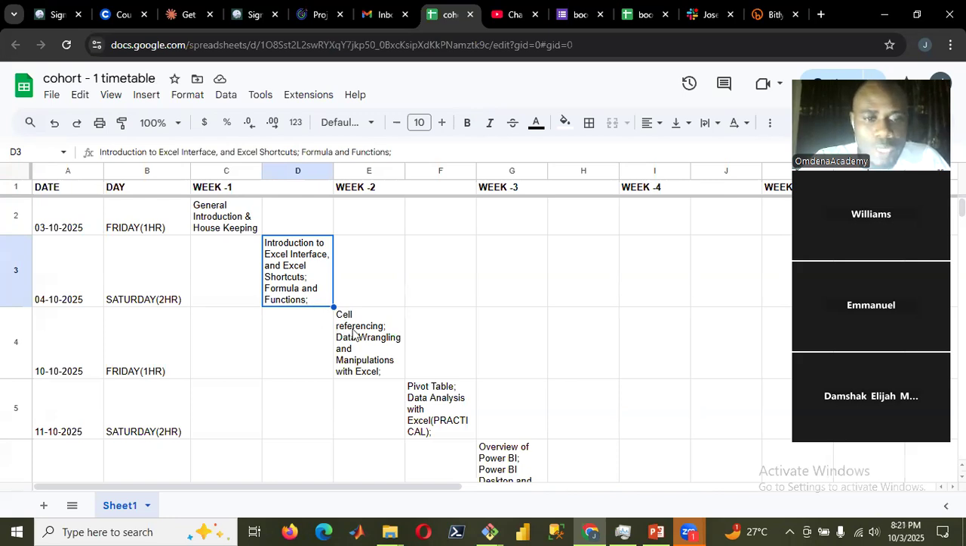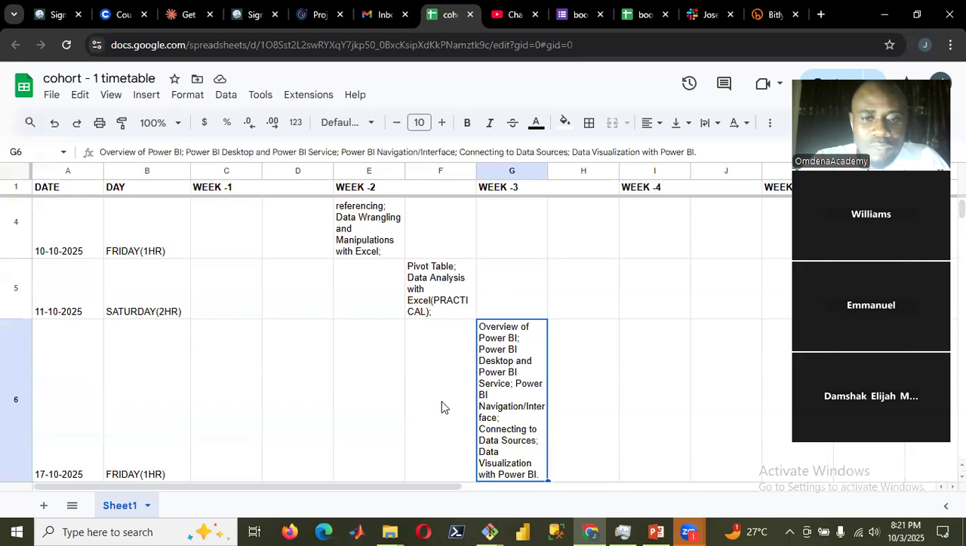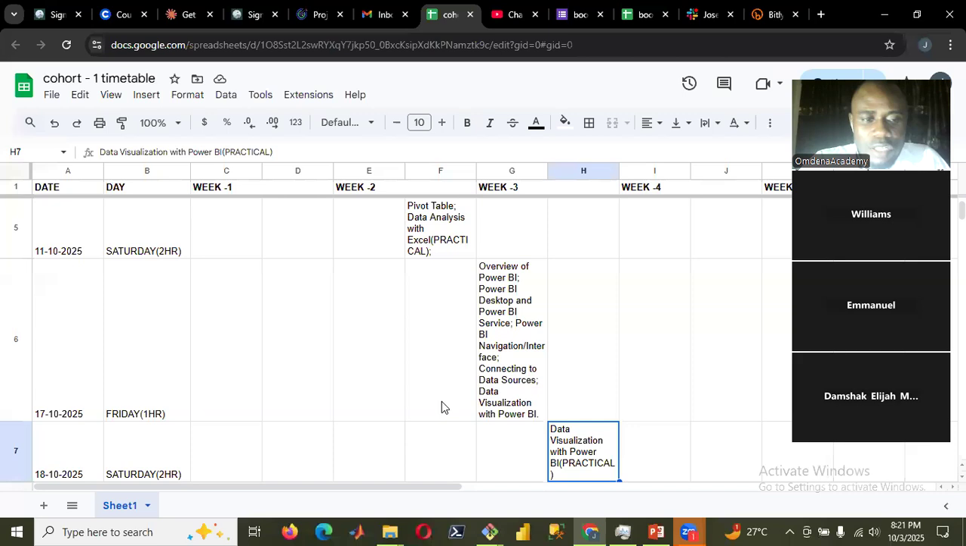Then next week, we'll talk about cell referencing, data manipulation, data wrangling and manipulation. And then on Saturday, we'll dwell on pivot table, right? That's for next week. When we are done with that, we'll go into the following week, we'll talk about Power BI and the navigation, the interfaces. Then that's the Friday. The Saturday, we'll talk about data visualization with Power BI.